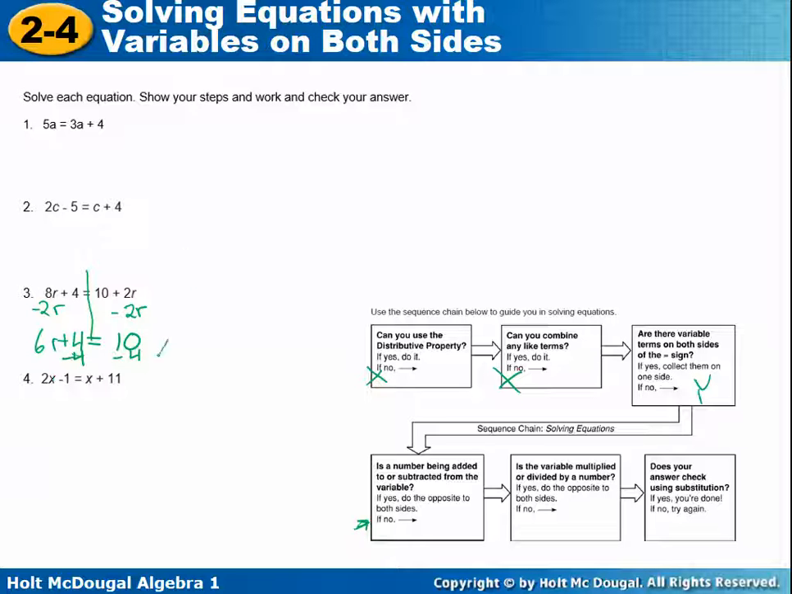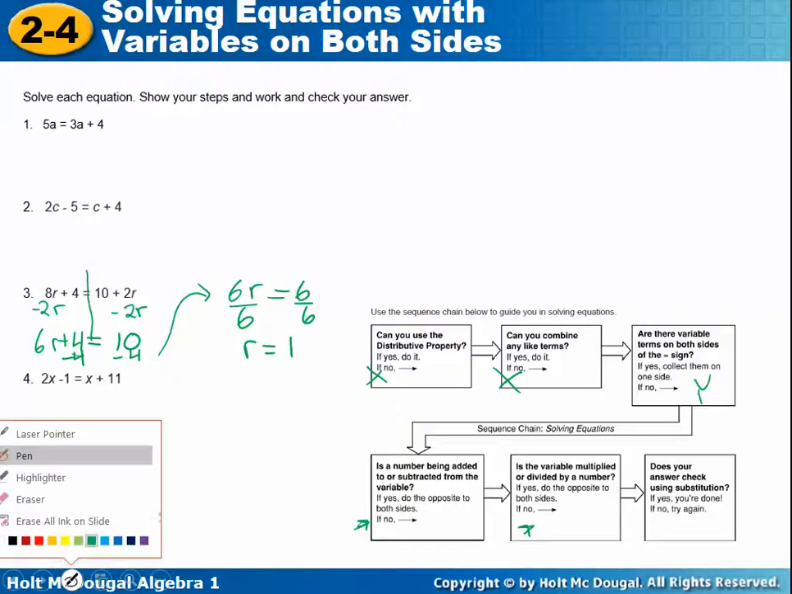And I'm just going to move up here. 6r is left. Plus 4 minus 4 is 0, so I don't have to write that. And then on the right side, I have 10 minus 4 is 6. And then I can move on to this step, which says, is the variable being multiplied or divided by a number? Yes, it's being multiplied by 6. And the opposite is to divide both sides by 6. And 6 divided by 6 is 1.